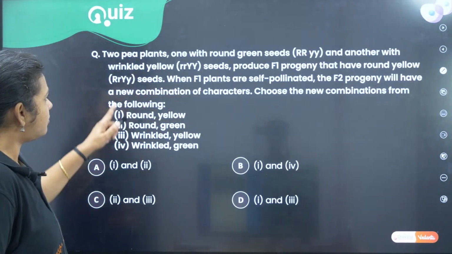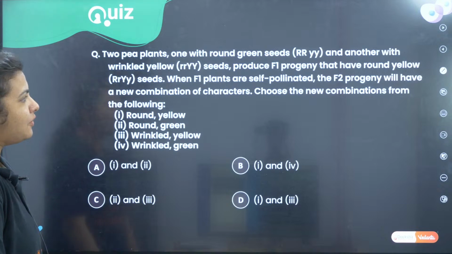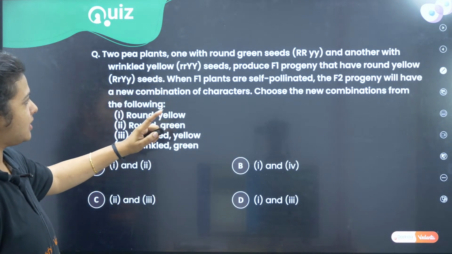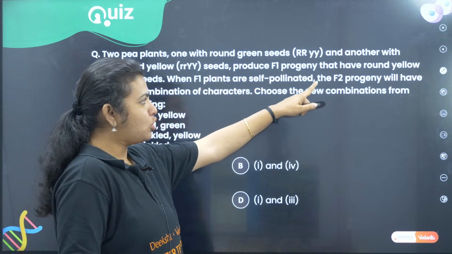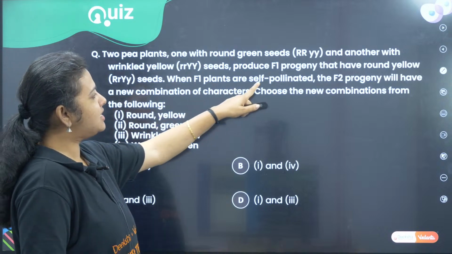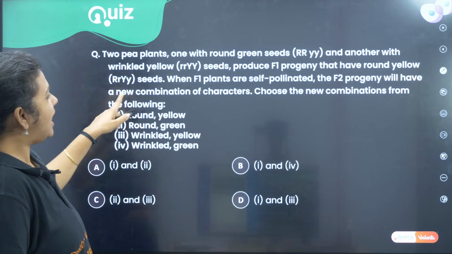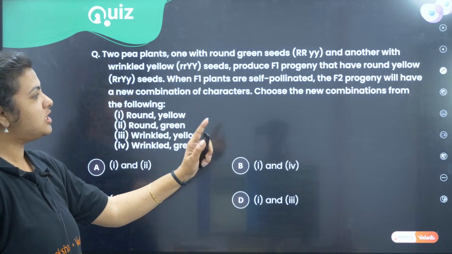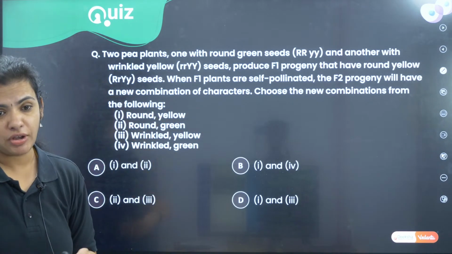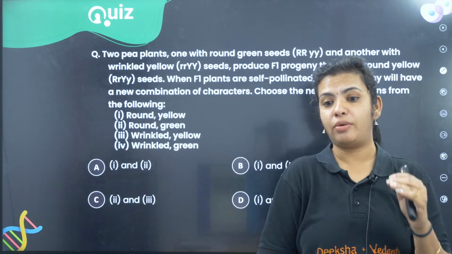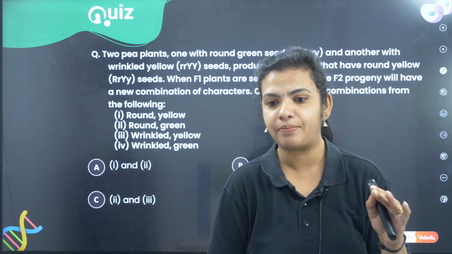All right. Two pea plants, one with round green seeds and the other with wrinkled yellow seeds, produce F1 progeny that have round yellow seeds. When F1 plants are self-pollinated, the F2 progeny will have a new combination of characters. Choose the new combination of characters from the following. Yesterday, I told you, just by looking at the question, my children will not answer.